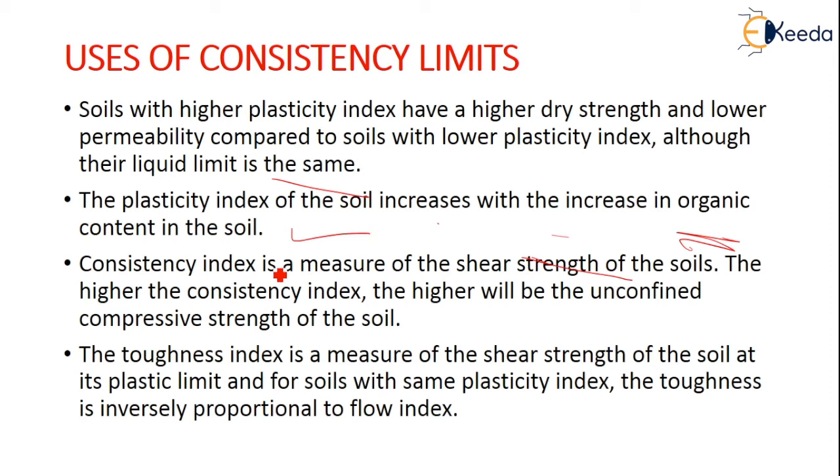So, the consistency index is a measure of the shear strength of the soils. The higher the consistency index, the higher will be the unconfined compressive strength of the soil. The toughness index is also a measure of the shear strength of the soil at its plastic limit. For soils with the same plasticity index, the toughness is also inversely proportional to the flow index. This point we have already read in the previous slides.